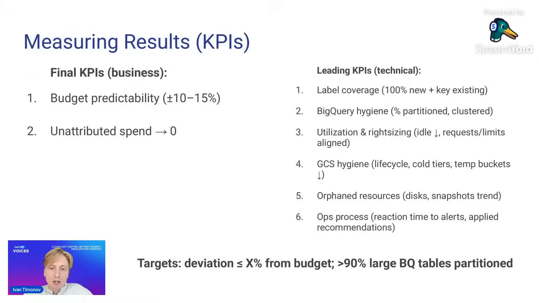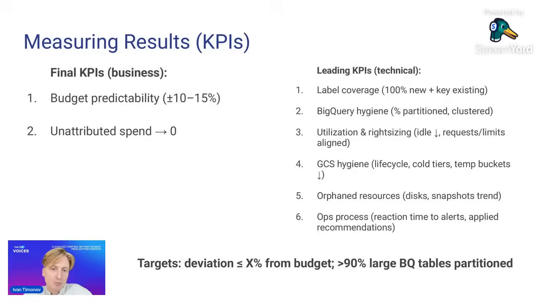Let's talk about how to measure results. Our goal is not just to reduce the bill at any cost, but to make it predictable and aligned with business objectives. For that, we will look into two groups of metrics. Final KPIs, these are what the business cares about. There should be just a few of them, but they must tell the whole story.